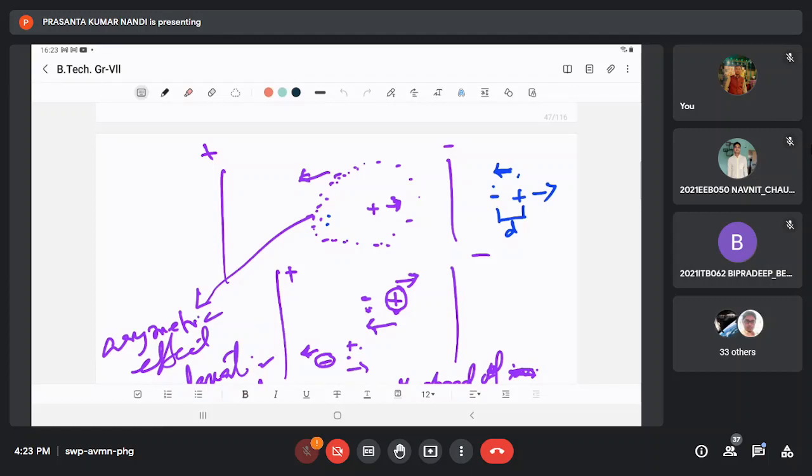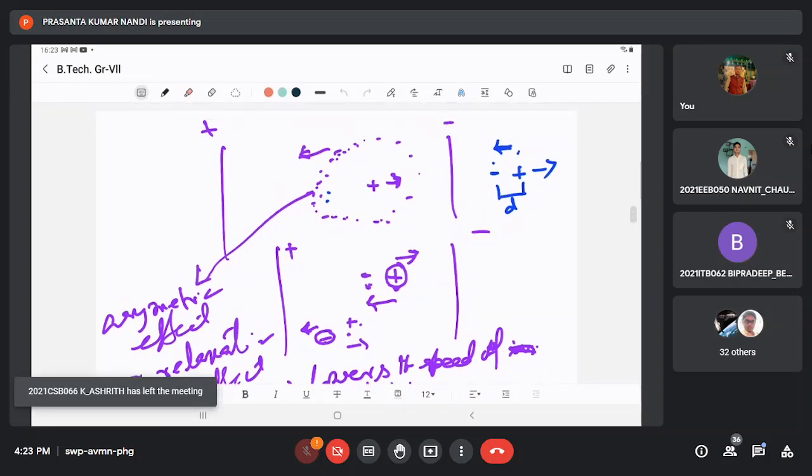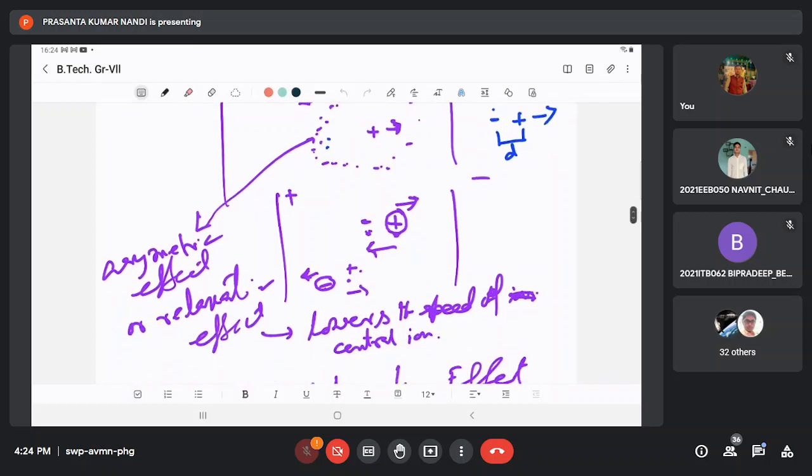Right? A polarity is developed like this. And as a result of that, what happens? This plus charge, that is positive charge, will feel a dragging force, because of the electrostatic force of attraction. The central ion will be pulled by the dragging net negative charge centroid. As a result of that, the speed of the central ion, that is the cation, will be reduced or retarded. Right? So this effect we call the asymmetric effect or relaxation effect, which reduces the speed of the central ion like this.